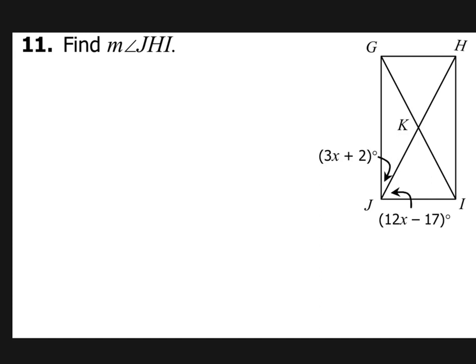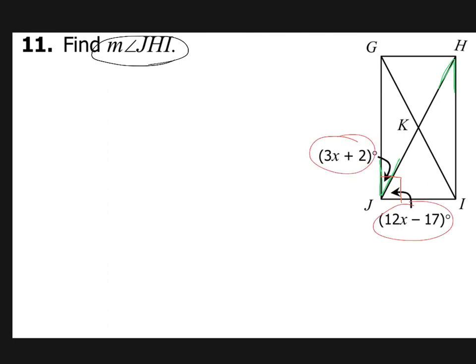How about 11? Is this side business, segment business, or angle business? Looks like angle business to me. The measure of angle JHI. So we're looking for JHI, this angle up here. Now what's the same as that? This one right here. Now I know that this is 90 degrees, so I'm going to take these two angles. I'm going to do what?